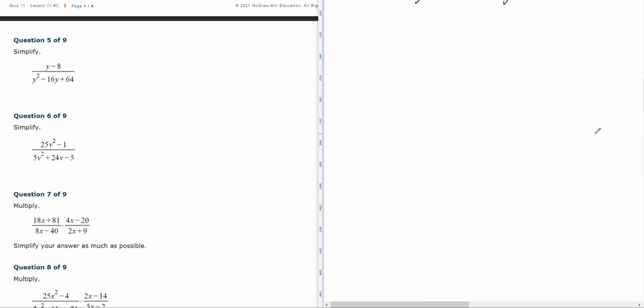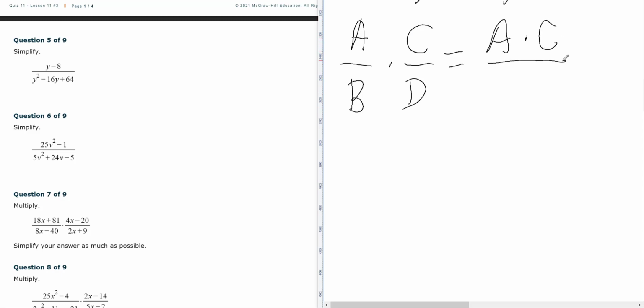Now we're going to multiply and divide fractions. So just a quick review of multiplying fractions. If you have a over b times c over d, you don't need a common denominator. You just multiply the top, a times c, over the bottom, b times d, and then you reduce it to lowest terms if possible.